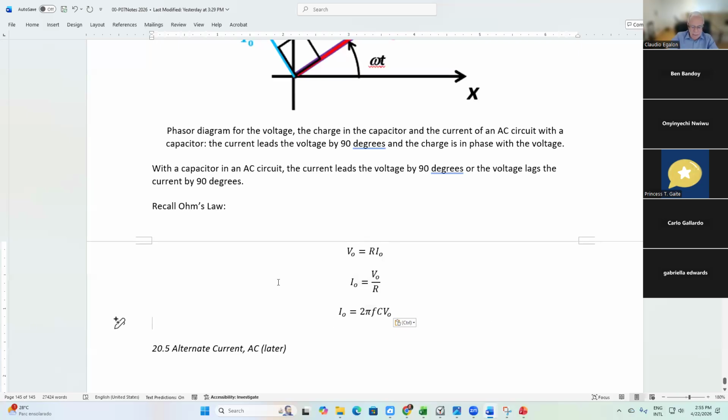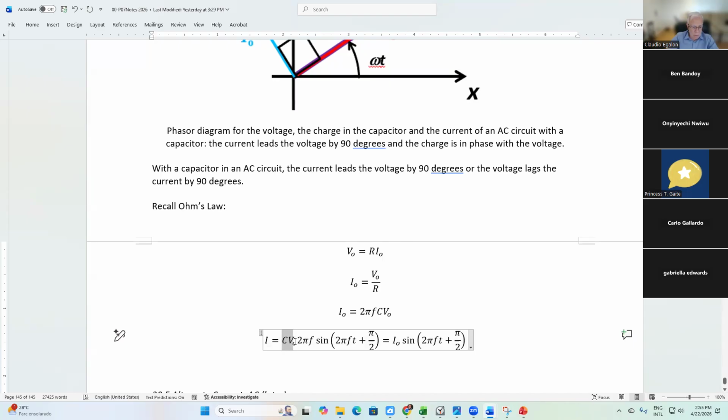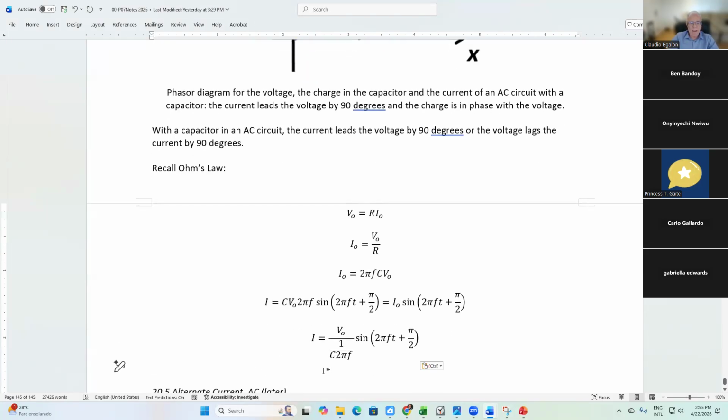And I'm going to write that in a different way. It's better if I write it like that. That's the current in the AC circuit with the capacitor. I'm going to write this term, this 2 pi f C term, in a different way. What you have right here is exactly what you have right here. And now you have the V naught that corresponds to this V naught.